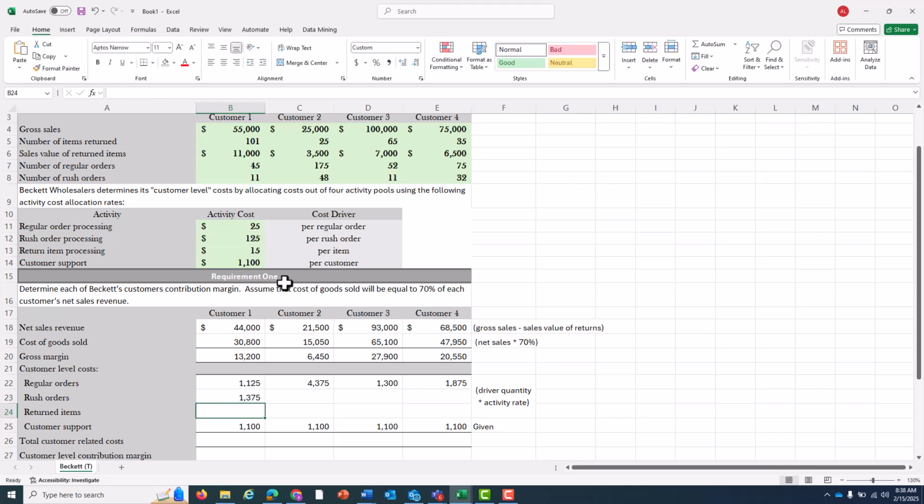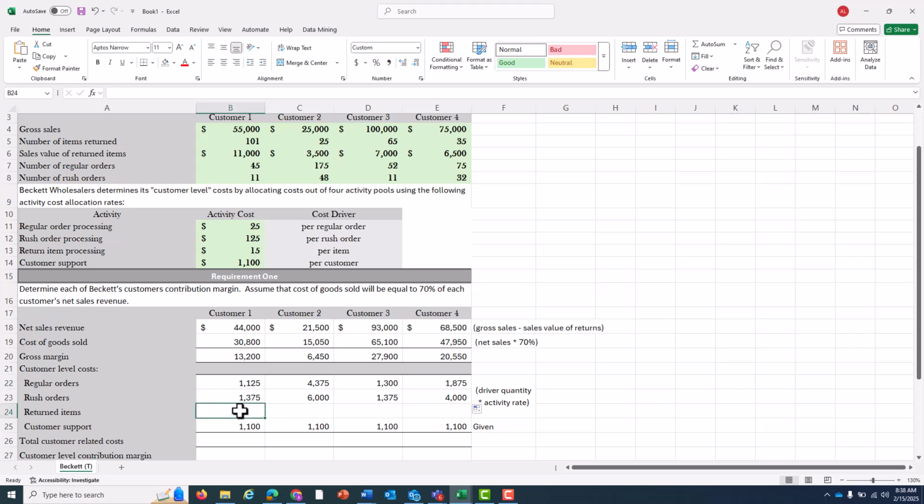So now with that set up, I can use the fill handle. And there we go. We see that the cost to Beckett Wholesalers fulfilling rush orders for our customers is $1,375 for customer 1, $6,000 for customer 2 because they required so many more rush orders, $1,375 for customer 3, and $4,000 for customer 4.